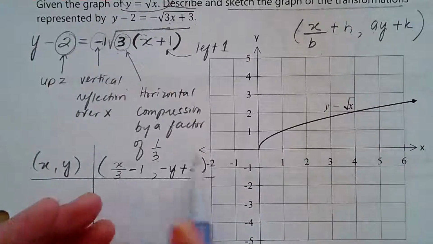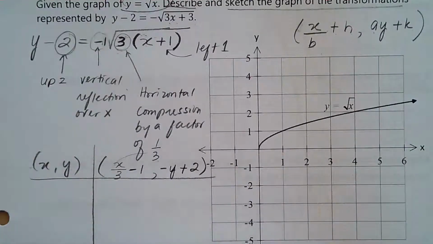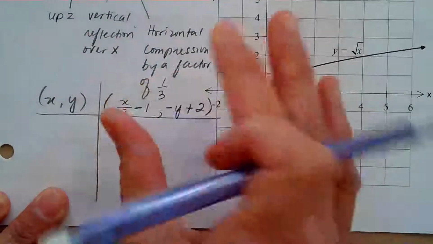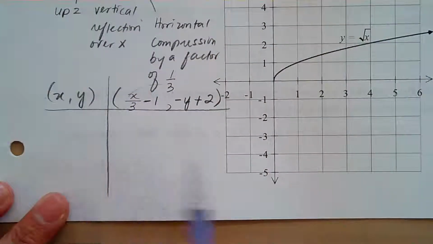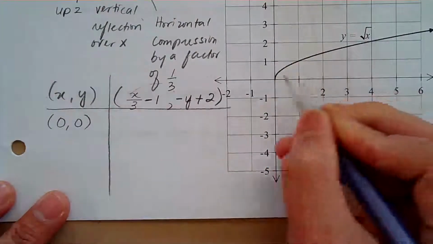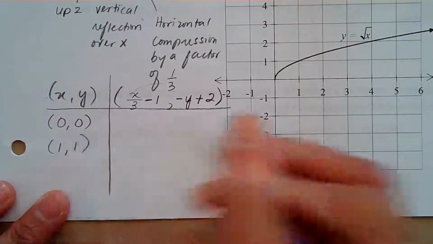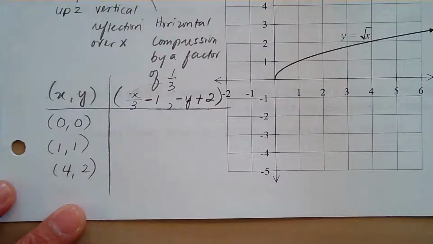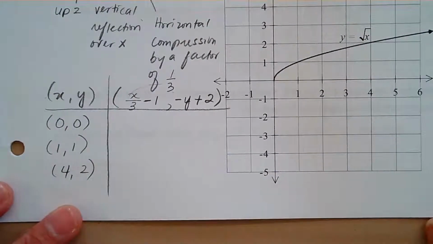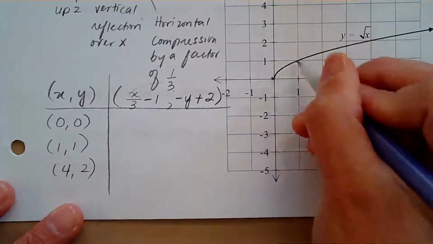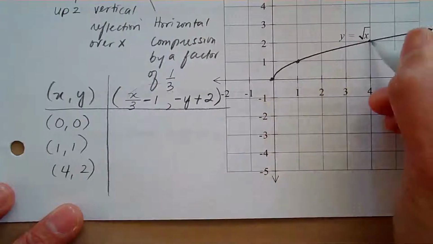Good. So once this is identified, I think it's a little bit easier to figure out what the corresponding points are. So here, the points are 0, 0, 1, 1, 4, 2, and then that's it, right? Those are the key points. So far, so good? Everyone's okay? 1, 1 is here, 0, 0, 1, 1, and then 4, 2.